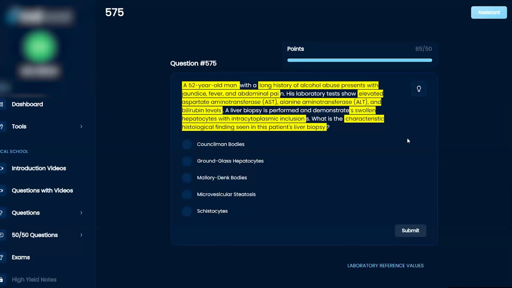So this is some alcoholic liver disease, which is pretty well characterized by Mallory bodies. Okay, I'm gonna stick with it. Final answer. Okay, good.